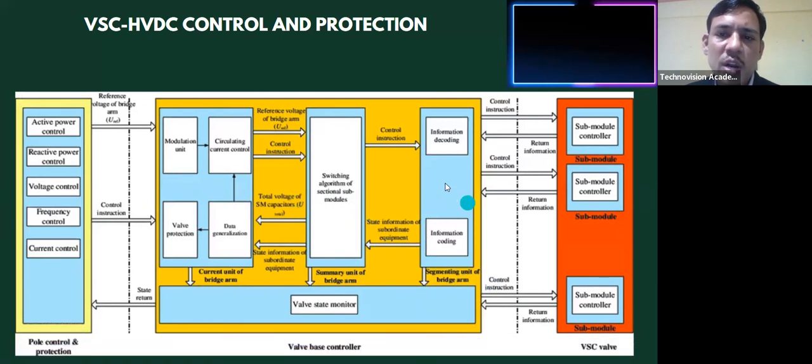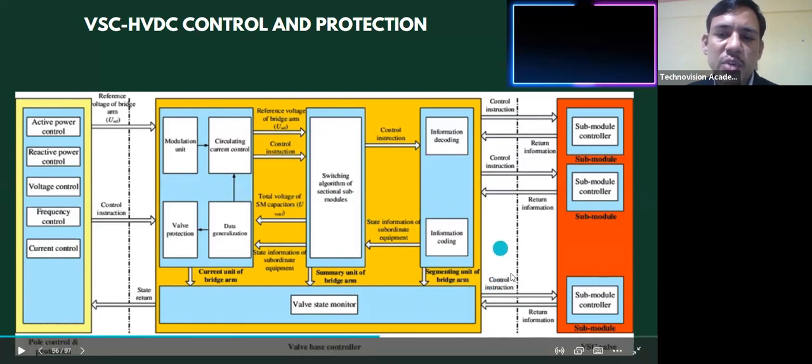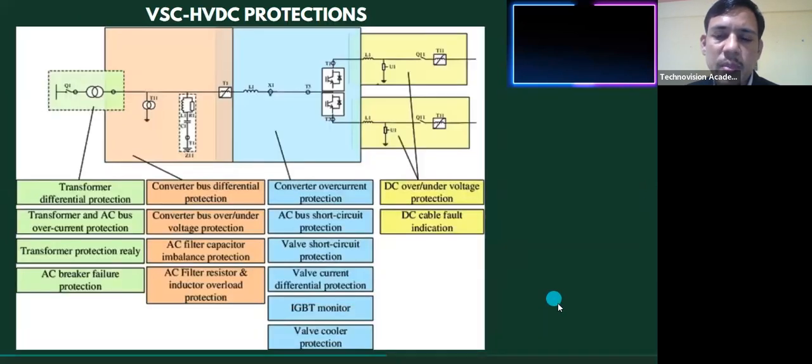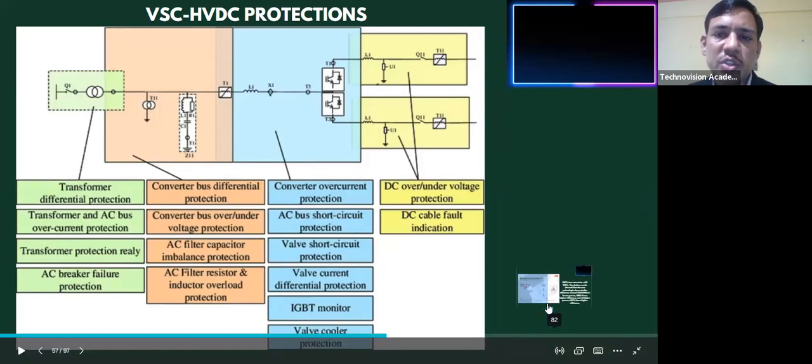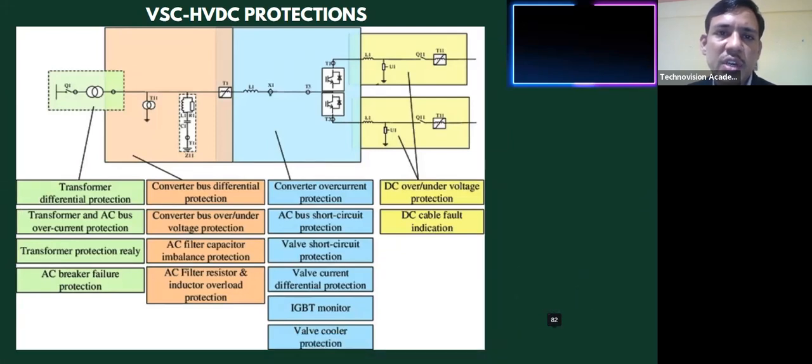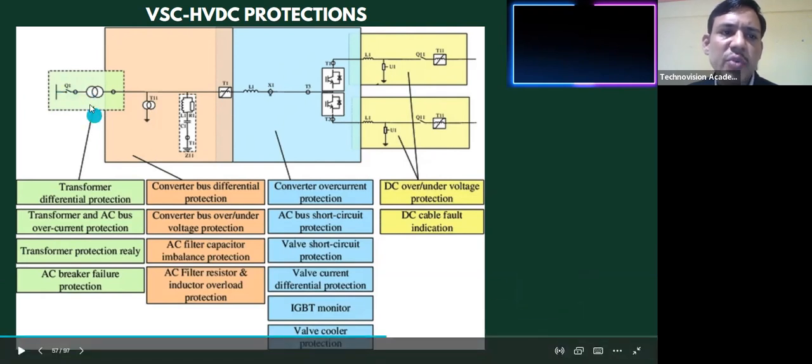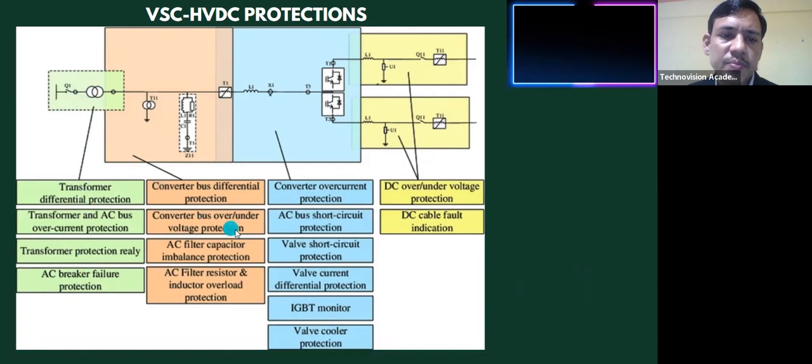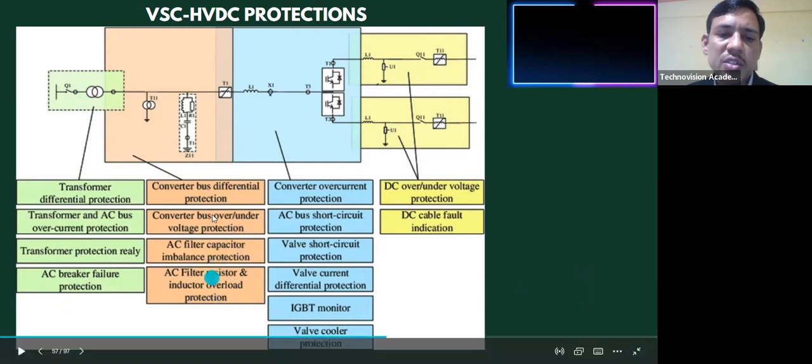This is also control and protection, how that is coordinated for the VSC HVDC. So we'll not go thoroughly through this. These are some of the protections which are essential for the VSC HVDC. Like on the AC side, these are the conventional transformers, so we can say conventional protections are used for this AC side. Then converter bus differential protection, converter bus under and over voltage, AC filter capacitor imbalance. So many more filter protections are given here.